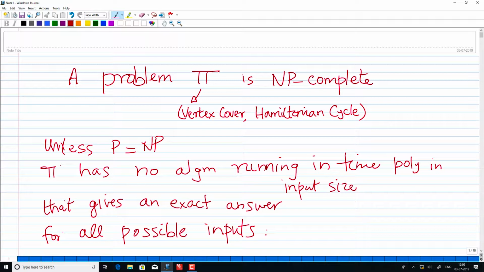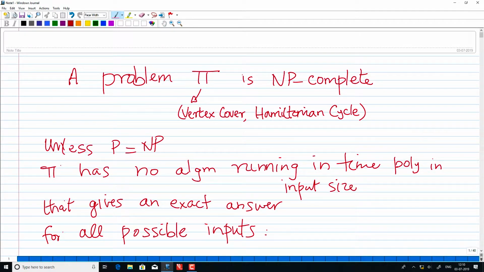You don't expect a general purpose algorithm which will work for all inputs for this problem pi, and it will stop and give you an answer, exact answer for all possible inputs, and it will take polynomial in the input size. Okay. So if, for example, you are talking about the vertex cover problem, you don't expect unless P equal to NP, a polynomial time algorithm, it will take an arbitrary graph and an integer k, and it will tell you whether the graph has a vertex cover of size at most k or not all the time, right?